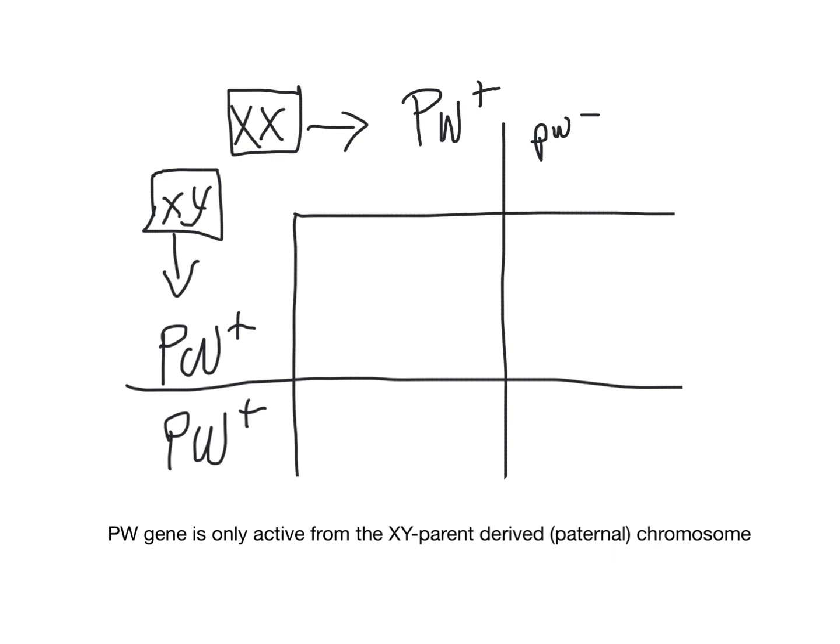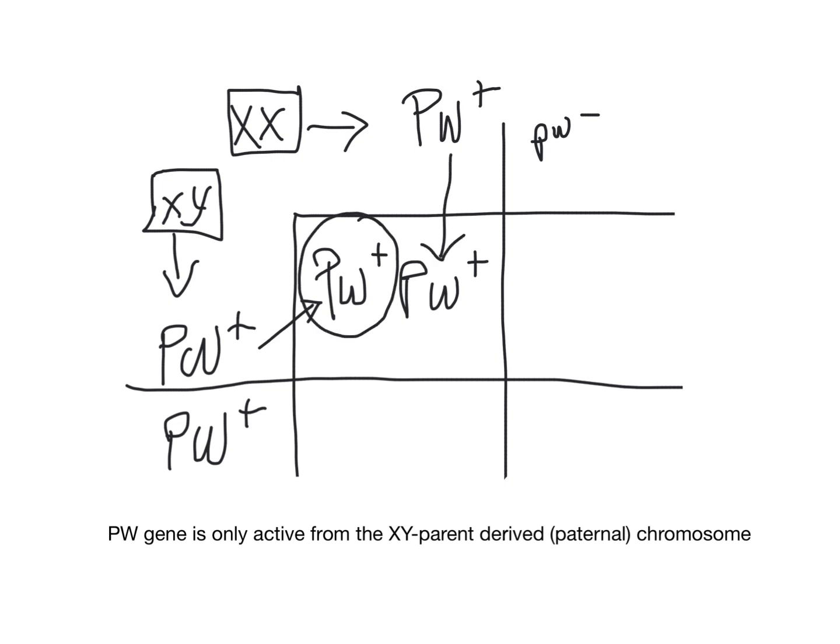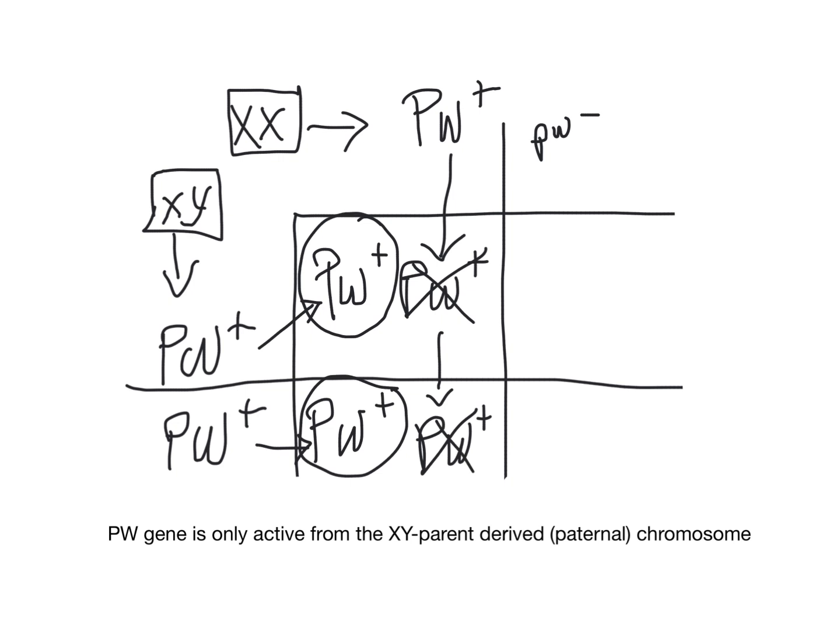Okay, so let's see what the possibilities are for the offspring between these two people. We can have offspring that have two wild-type alleles, one from the XY parent, one from the XX parent. The one that will be active is this one. This one will be silent. Same thing here. This allele will be active, this one will be silent.